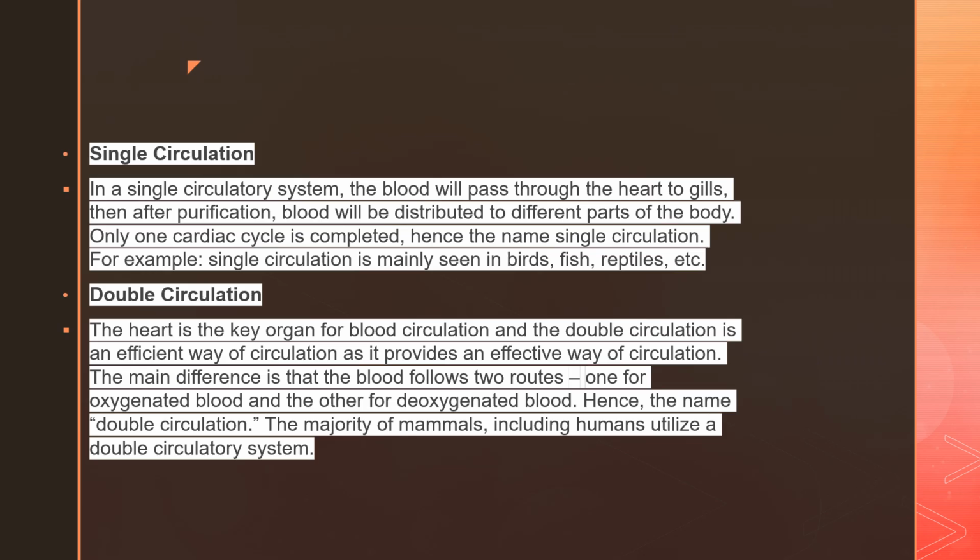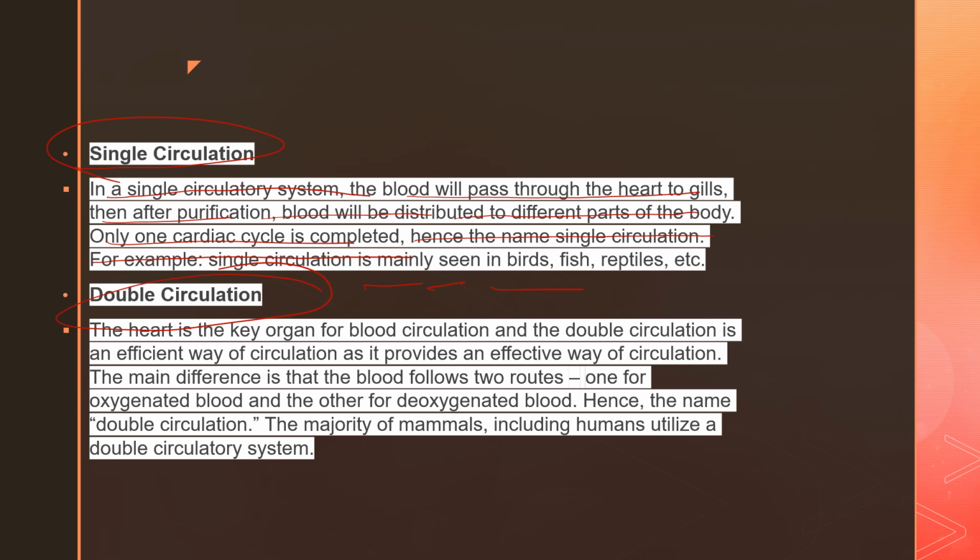Now let us first stress on the definition of what is single circulation and what is double circulation. So what is single circulation? In a single circulatory system, the blood will pass through the heart to the gills, and then after purification, the blood will be distributed to different parts of the body. So this is happening in one cardiac cycle. It's completed, and since it is named as single circulation. So for example, it's happening in birds, fishes, reptiles and all.